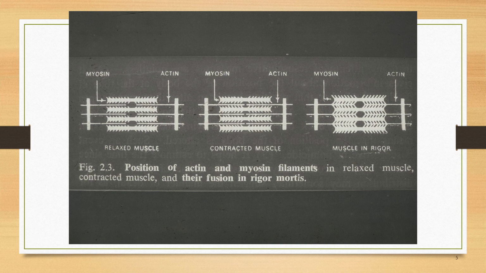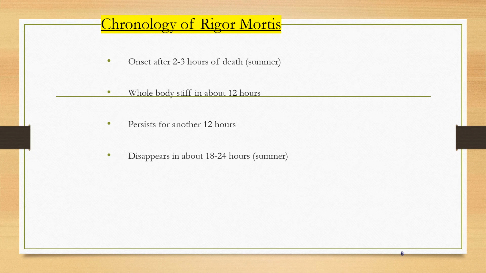So this is the mechanism of rigor mortis, and this is the chronology of how it sets up. It starts appearing from 2 to 3 hours in summer. In winter it is later. The whole body is stiff in about 12 hours. It persists for another 12 hours and disappears gradually after 18 to 24 hours. In summer it starts disappearing after 18 hours, and in winter after 24 hours.